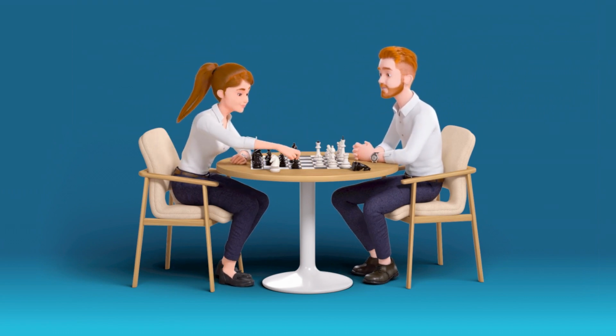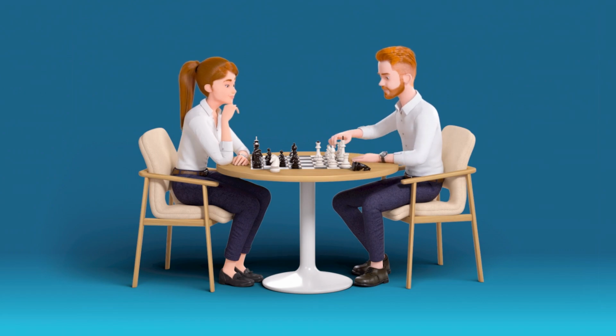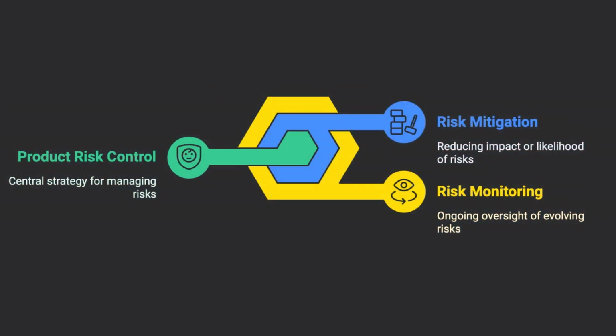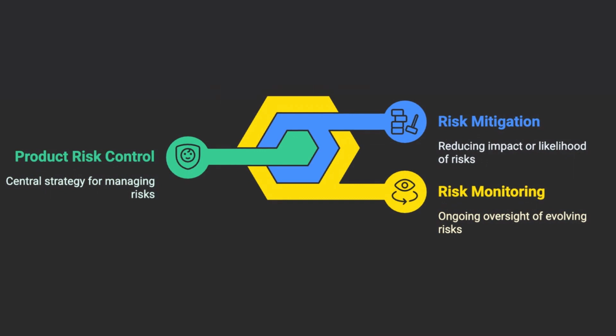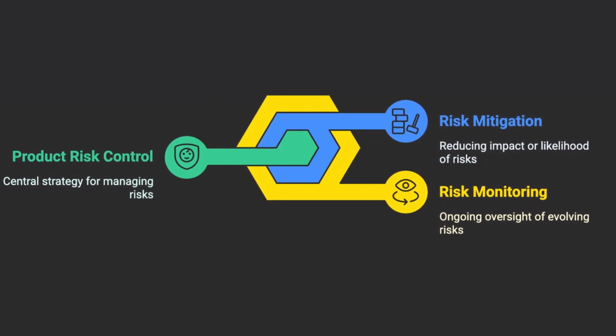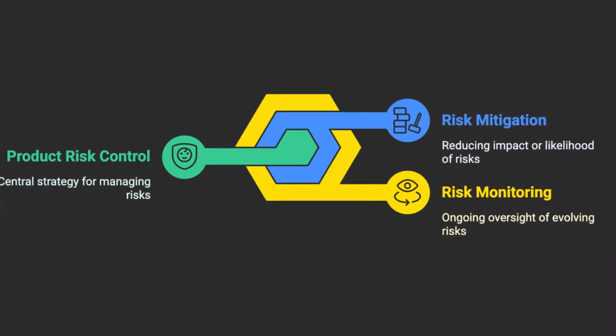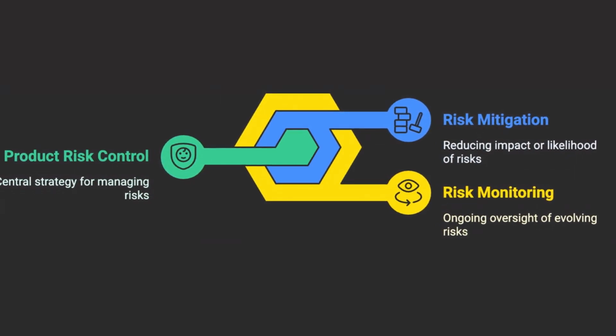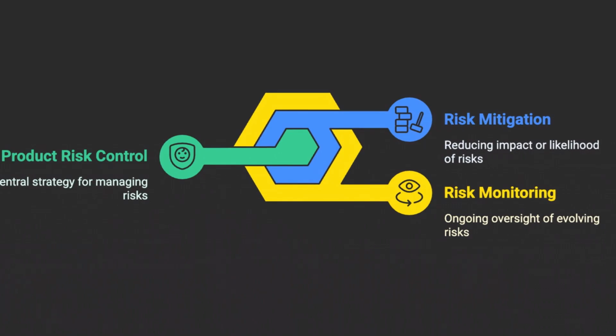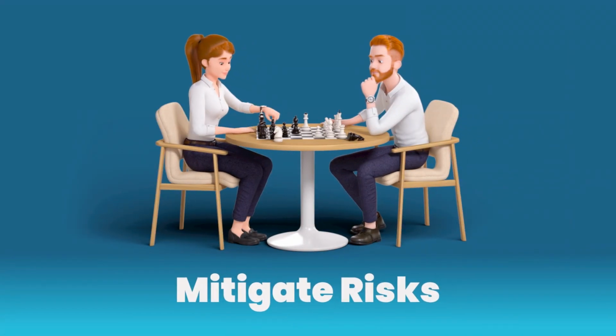So once we identify risks, we just hope they don't happen. Not quite. We take control through risk mitigation and monitoring. Risk mitigation means actively working to reduce the impact or likelihood of risks. Monitoring means keeping an eye on risks as the project evolves. And how do we mitigate risks?